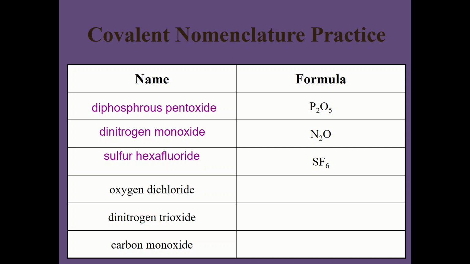What would be the formula for oxygen dichloride? OCl2. Dinitrogen trioxide? N2O3. And carbon monoxide. CO.